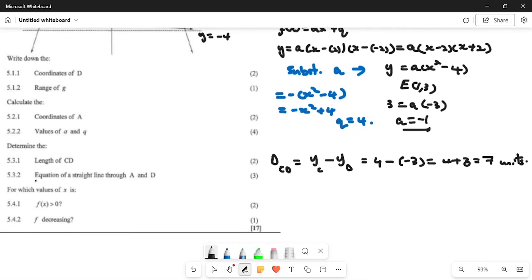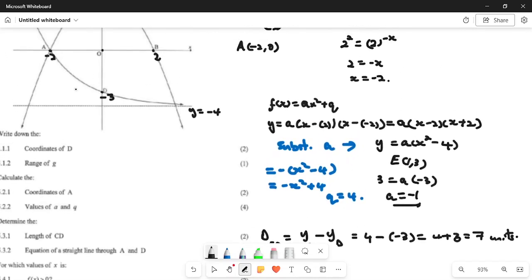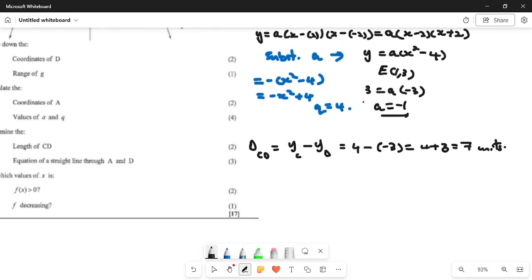And then determine the equation of a straight line through A and D. So we need to find the equation of the line that passes through the points A and D. To find that, we'll first need to find the gradient between those 2 points. The gradient between A and D is equal to the change in y divided by the change in x. And then I will use the equation y minus y1 is equal to m into x minus x1, where my coordinates x1 and y1 can either be the coordinate A or the coordinate D. It's up to me.